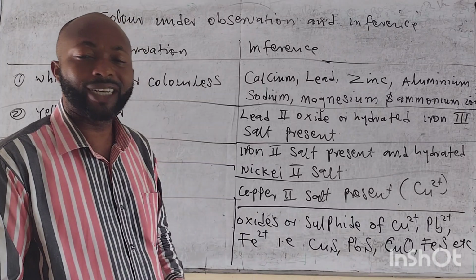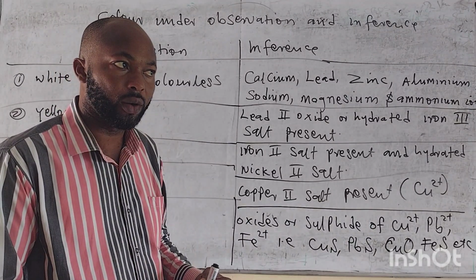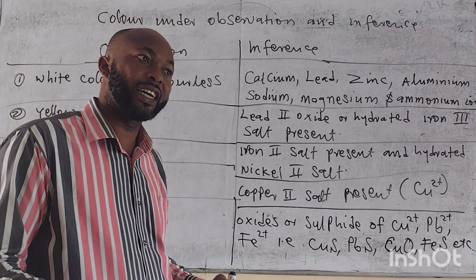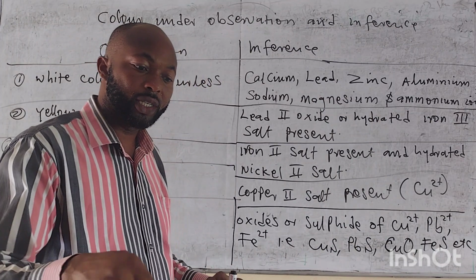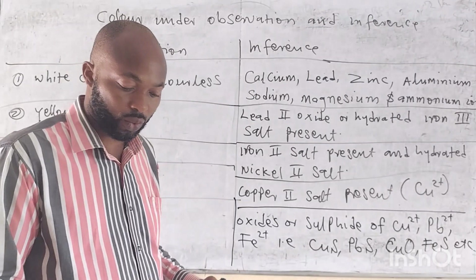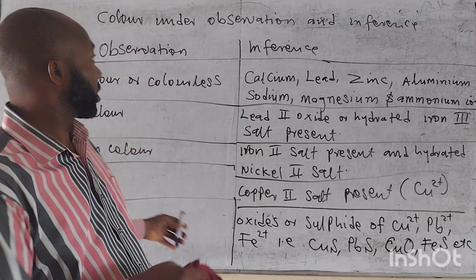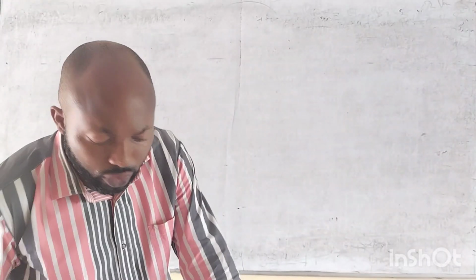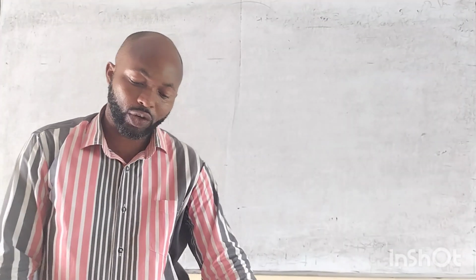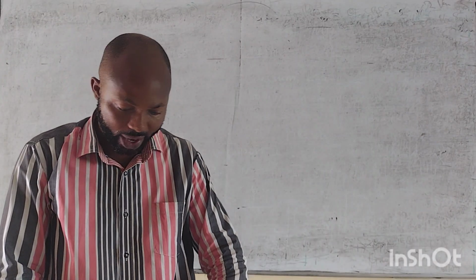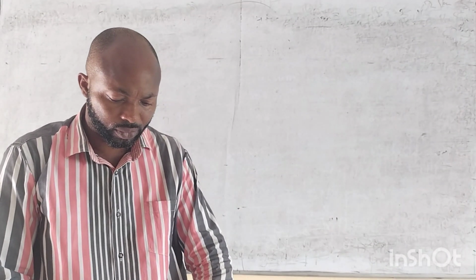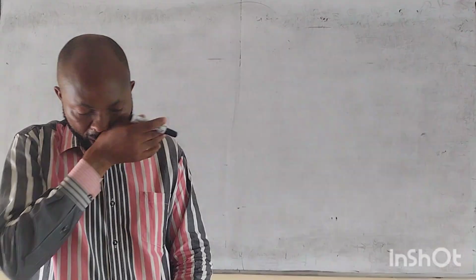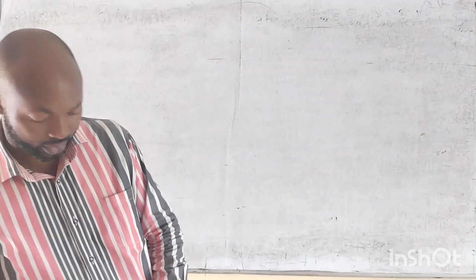So we're going to look at the smell. What smell does a sample possess that will give us insight into what the salt is? So I can take this out now. Smelling a salt can also be used to detect the possible cations and anions present. All right, so let's say smell under observation and inference.